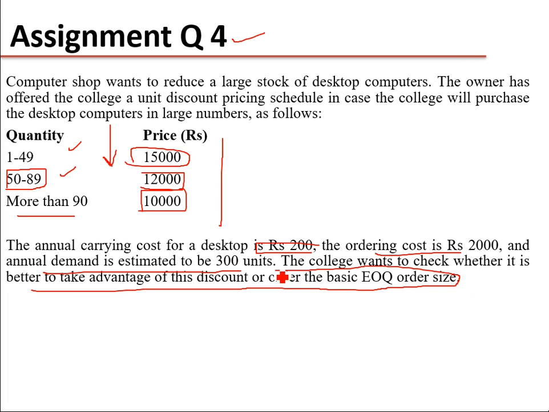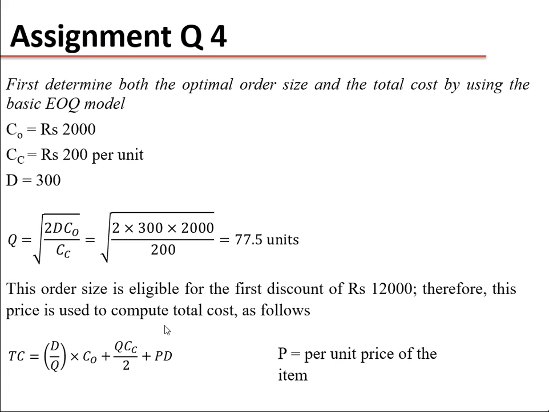So we have to find first the basic EOQ, and then we have to compare the Q value from here, and we are going to find the Q value from this discount model, and then we have to compare these two values of Q, and then we find the TC value for these two values of the Q value. And now we can see how to solve this numerical.